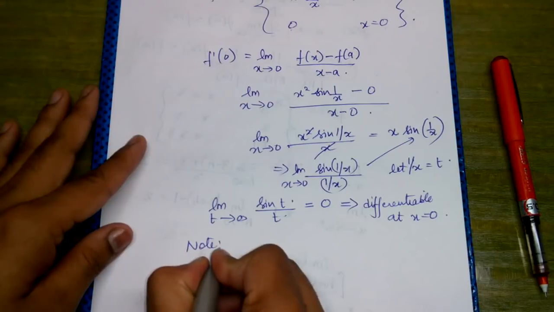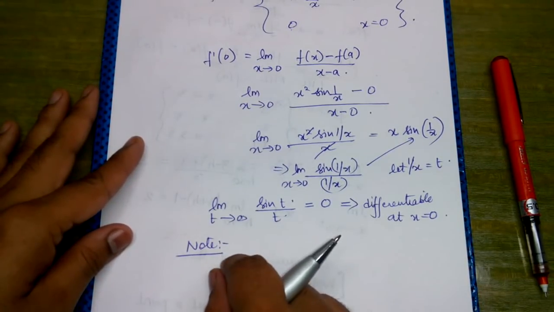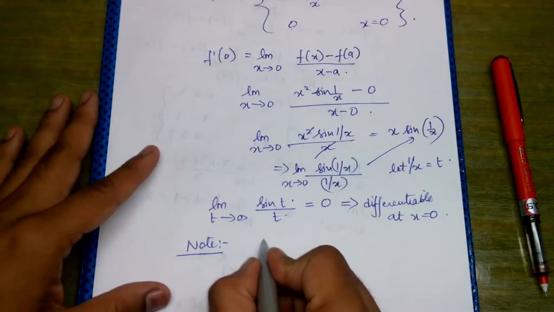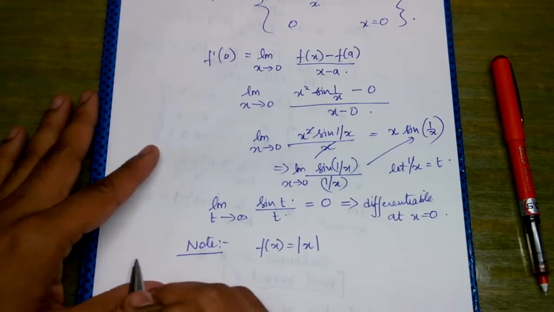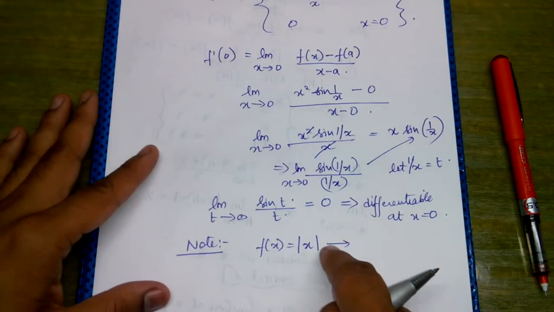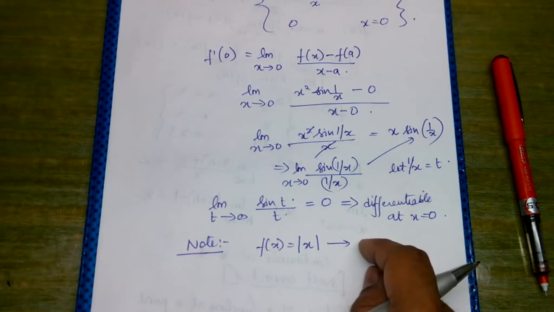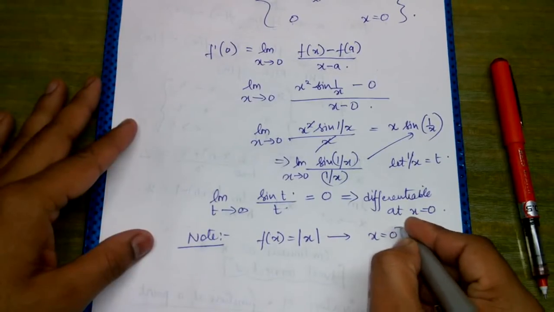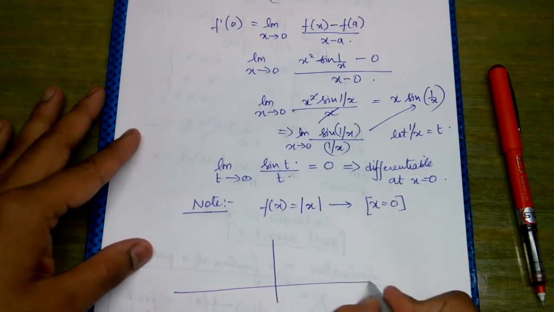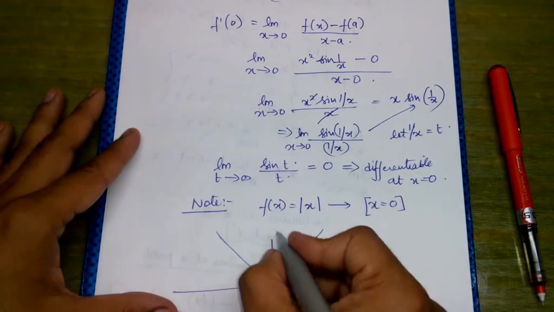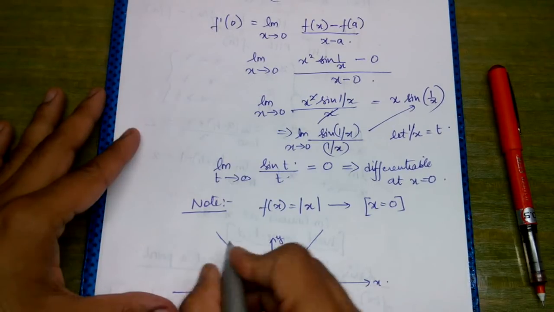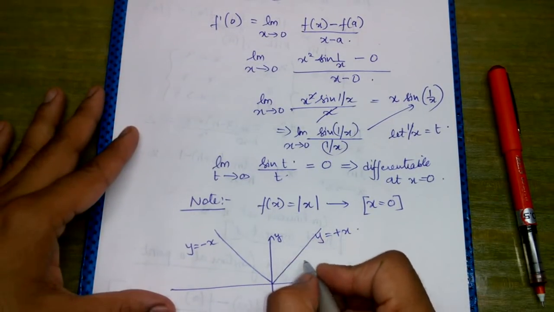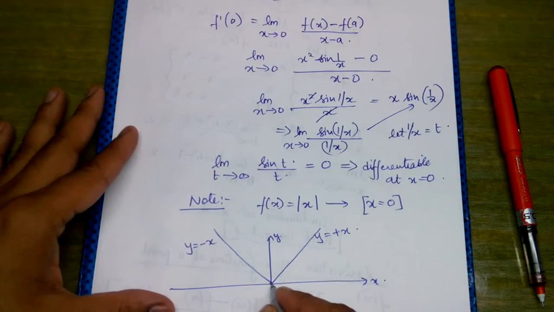There is an important point to be noted here: every differentiable function is continuous, but every continuous function may or may not be a differentiable function. For example, if f(x) = |x|, then this function is continuous for all values of x. But if we look at the differentiability of this function, it is not derivable at x = 0. If we plot a graph of |x|, it would come out like this. This is the y-axis, x-axis. This is y = −x. This is y = +x. So it is not derivable at the point x = 0.